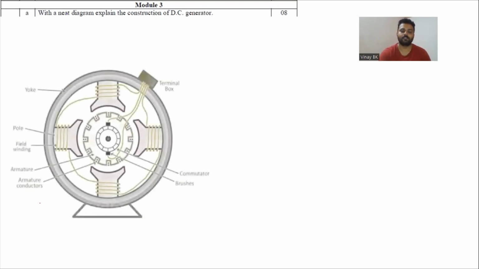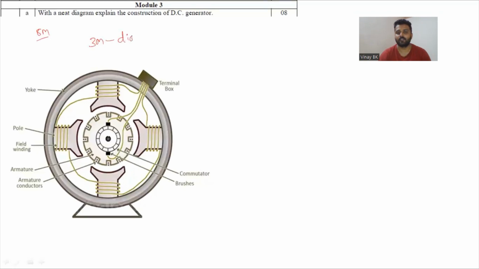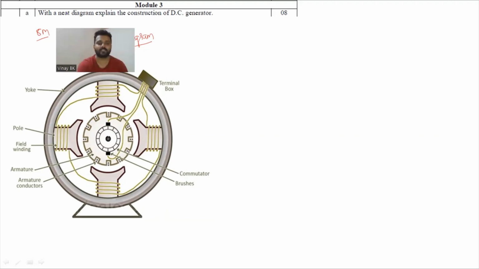So you need to draw the constructional diagram of a DC machine, or DC generator, or DC motor. You have to mark the parts neatly because they asked it for 8 marks. A minimum of 3 marks will be for the diagram. And if the diagram is wrong but the explanation is right, you may have a possibility of getting 0 marks. So draw the diagram neatly, and you need to explain the parts.